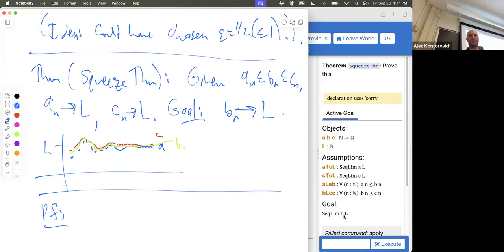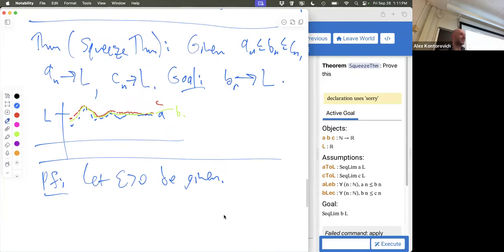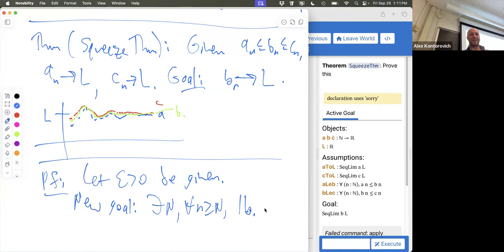So step one, proof. What's step one? Our goal is to prove seq-lim. Seq-lim is actually for all epsilon. So our first step is let epsilon be given. Yeah, intro. Let epsilon be given. Okay. Now what? What are you going to do with that epsilon? We need to find an n. Yeah, new goal. The new goal is there exists an n so that once you're past that n, bn minus L is less than epsilon.